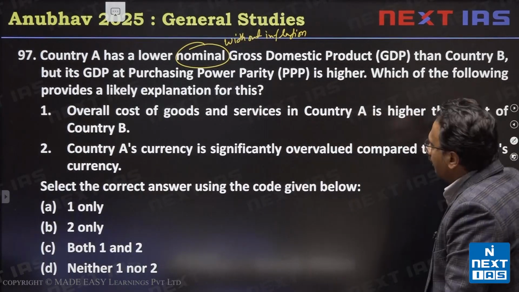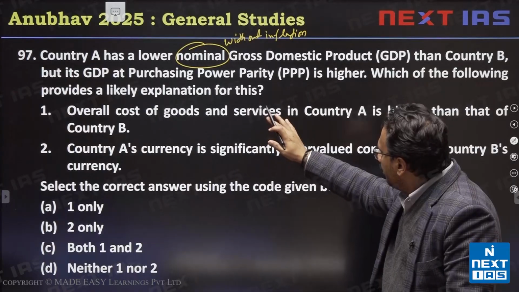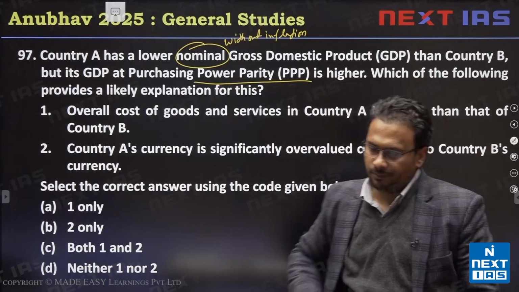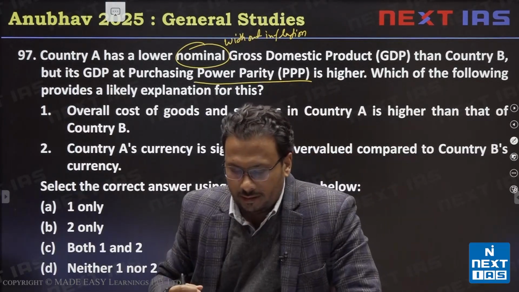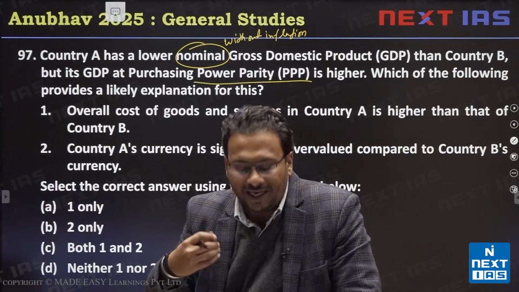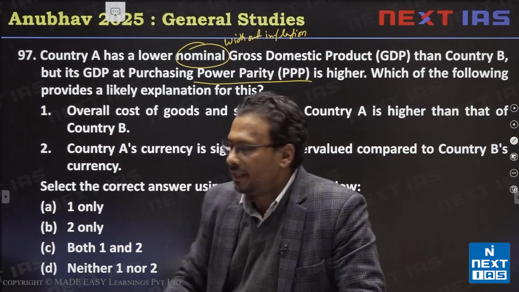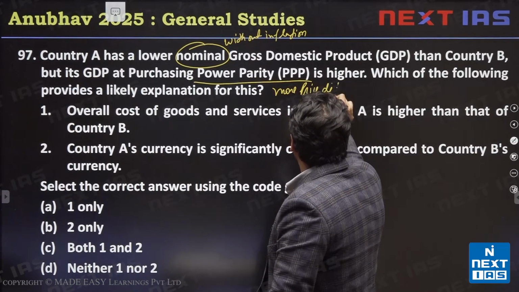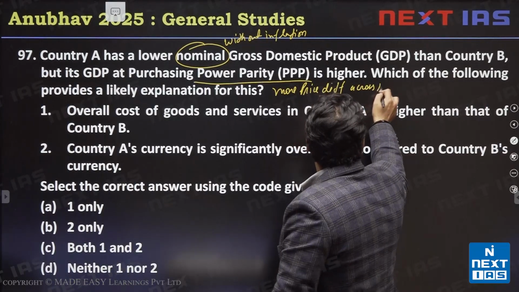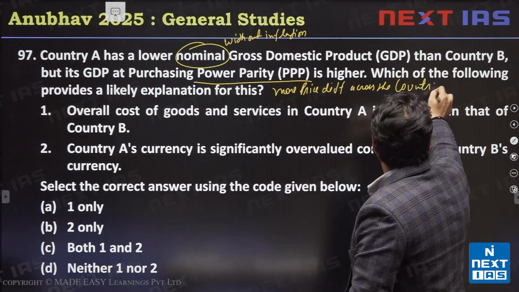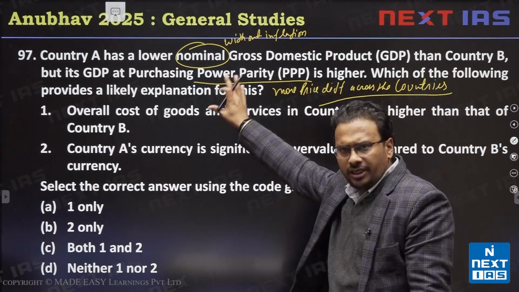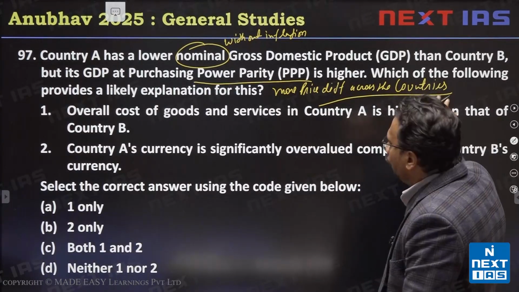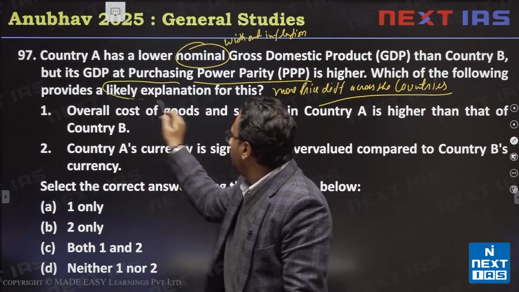Okay. Then country B, but its GDP at purchasing power parity is higher. So if I talk about the GDP at the PPP level, this means that the GDP accounts for more price differences across the countries, right? Now, this is a very simple understanding that we can derive from these two statements. Now, which of the following provides a likely explanation for this?